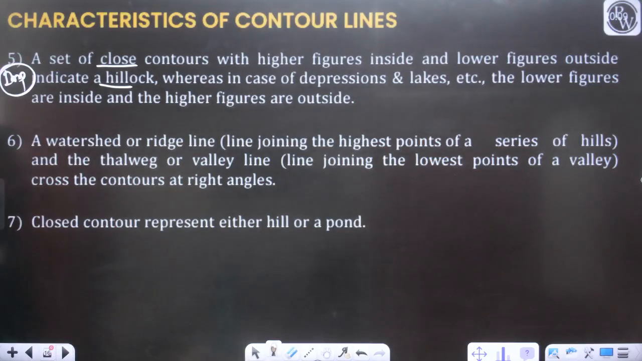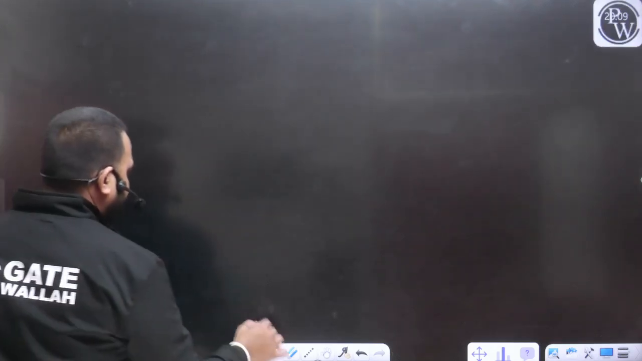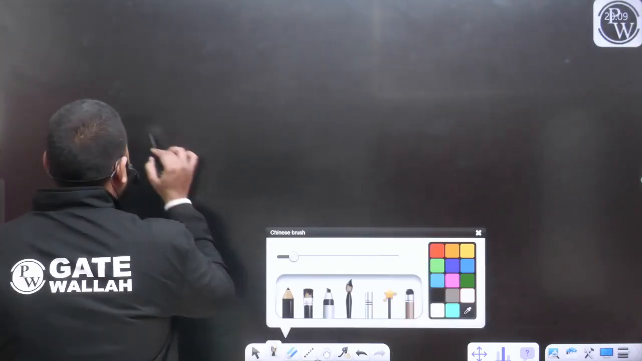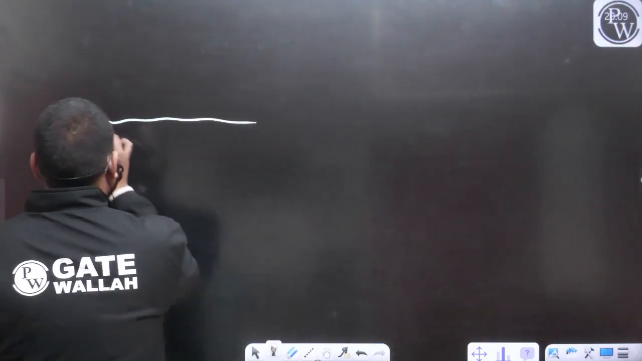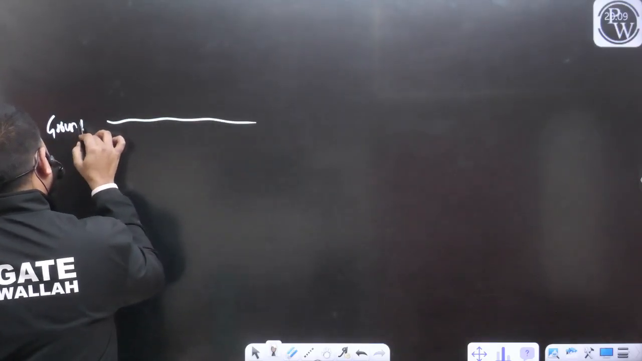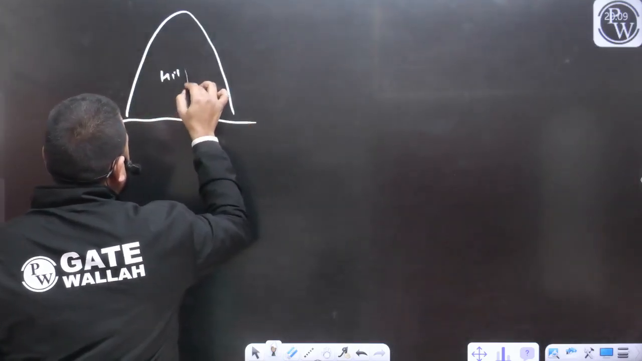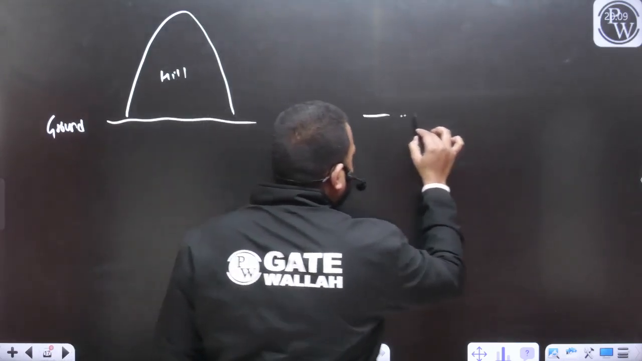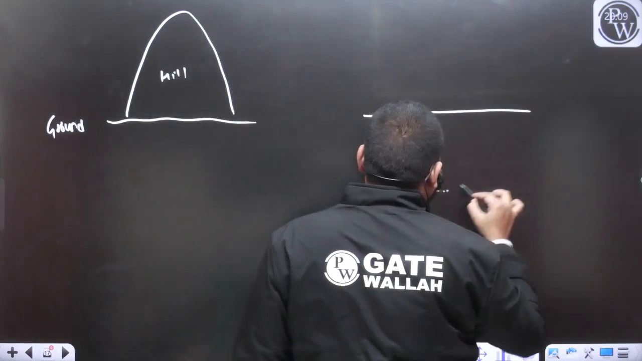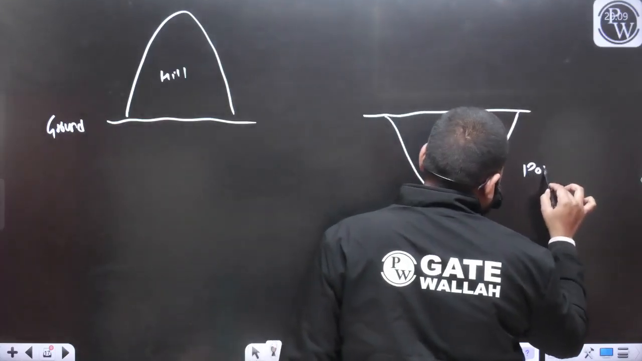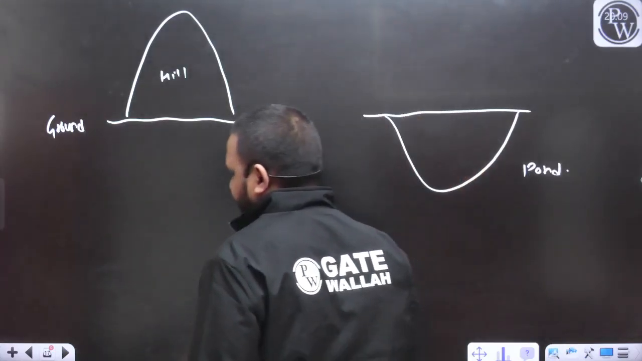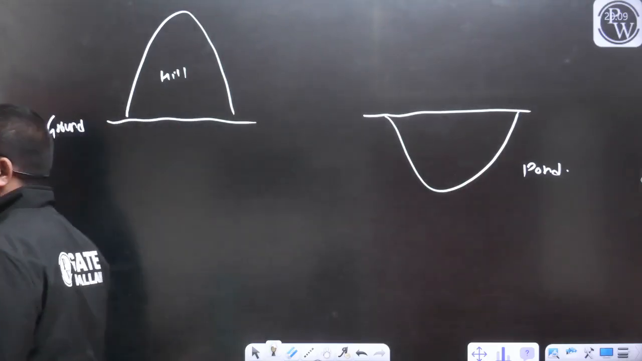So let's understand this point. For example, I am taking two examples. Let's say this is your ground and there is a hill like this. This is the hill. And again, this is the ground, and there is a depressed body or pond like this. Now we are talking about the RL.